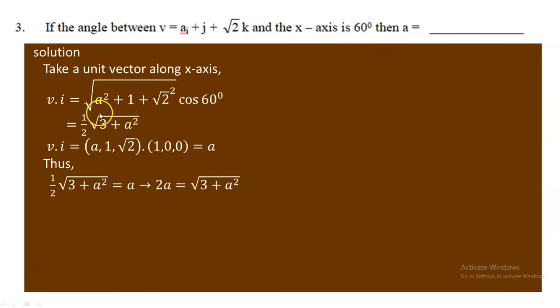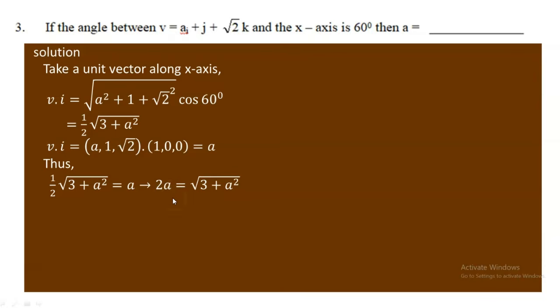Now we are having two expressions for V dot I, so necessarily the two must be the same. And from this you can equate these two, and then you have this expression: 1 over 2 radical of 3 plus a squared equals A. So multiplying the whole by 2 to avoid this fraction, radical of 3 plus a squared equals 2A can come.